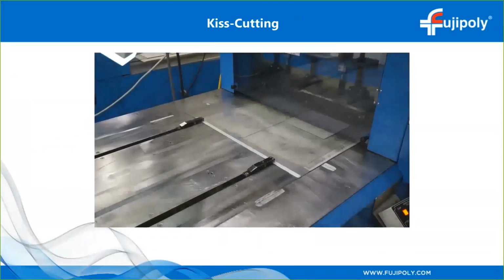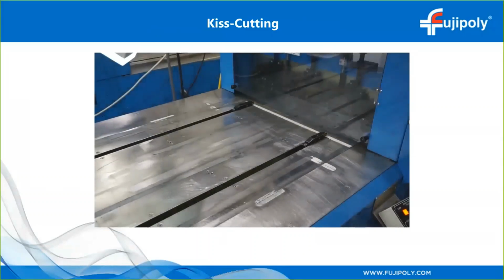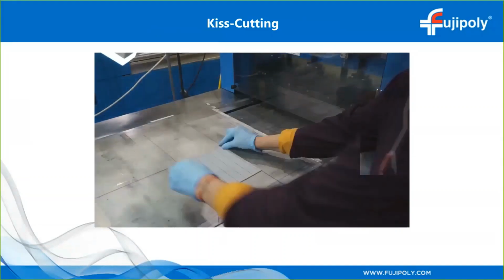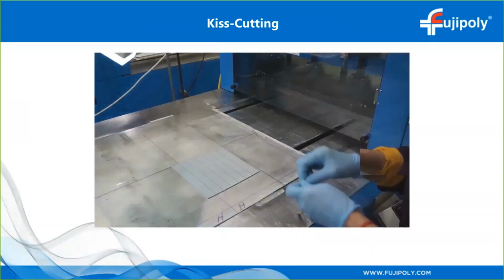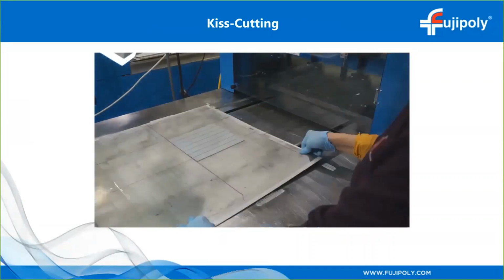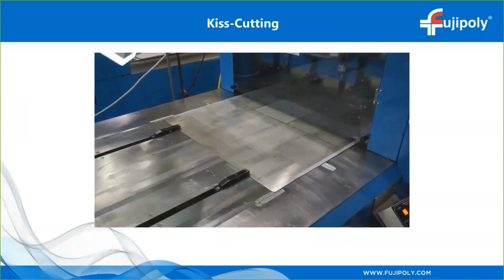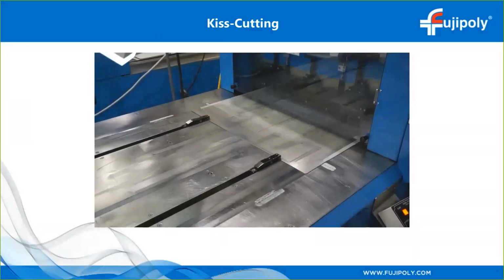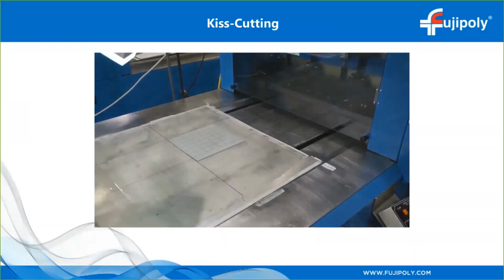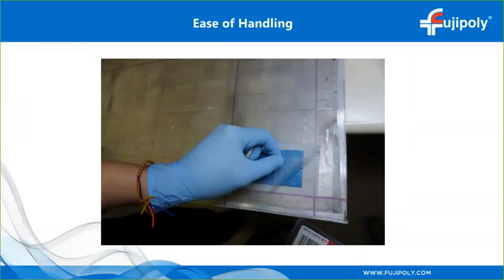Here's a quick video of our super cutter kiss cutting a sheet of SARCON. The excess material on the side is just peeled off and discarded. Cut the other direction. And that's all there is to it. And again, just a quick demo on the handling of this material.